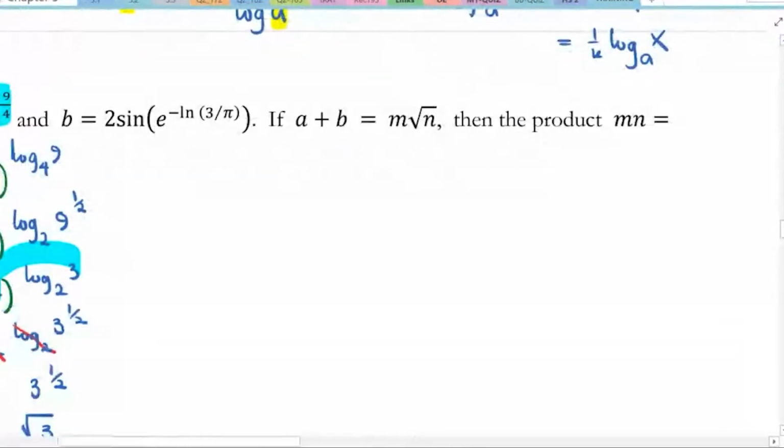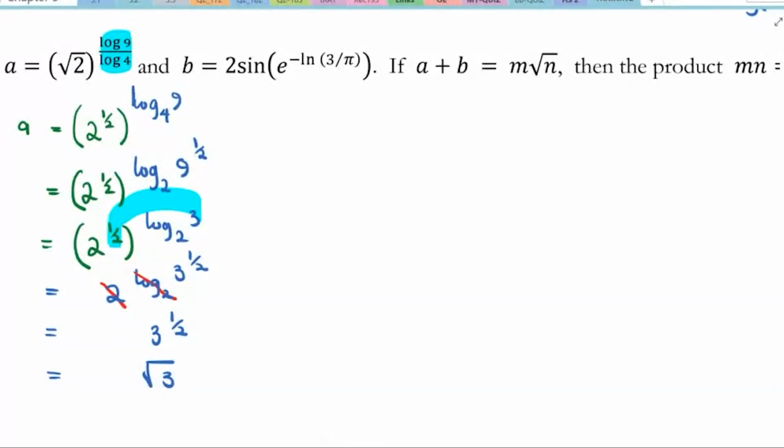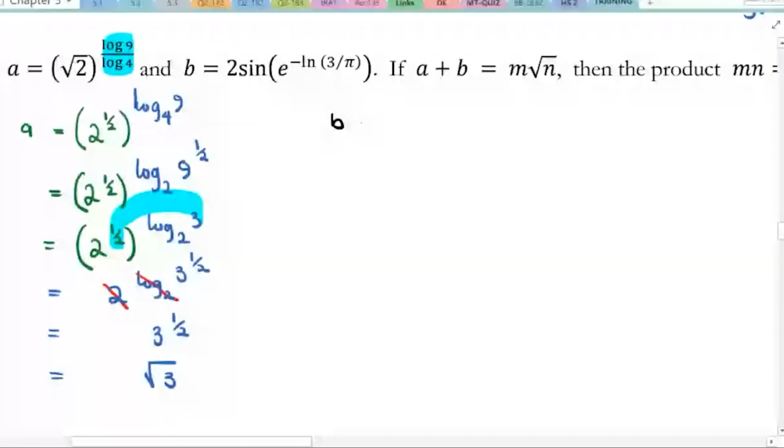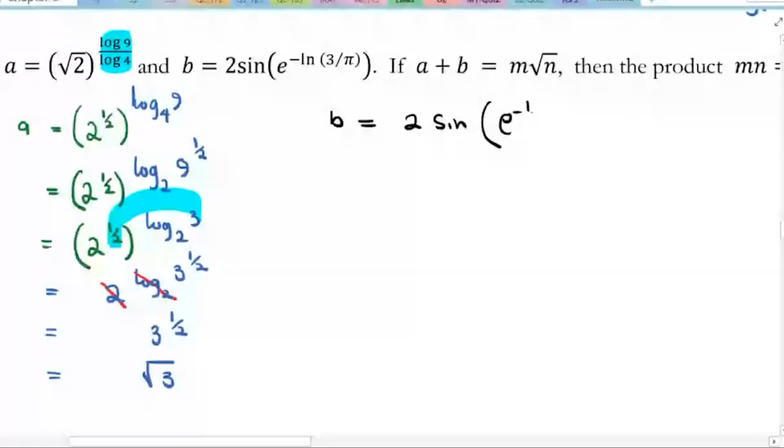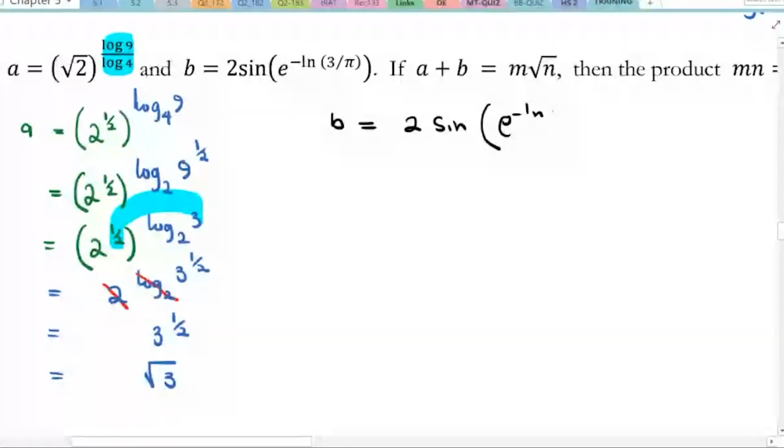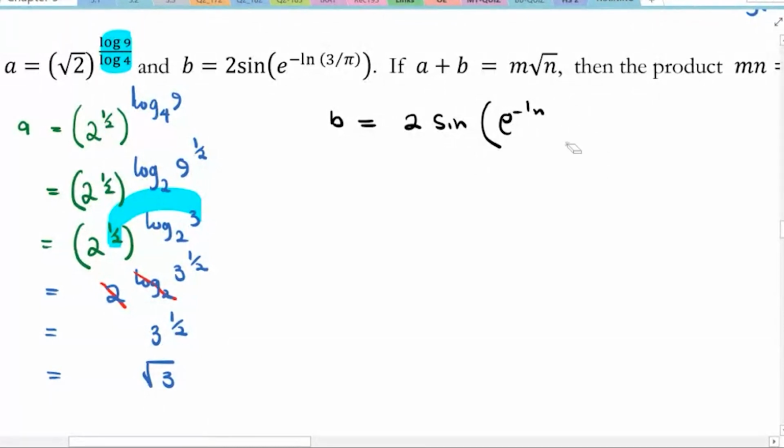So now, gentlemen, we have a. How about b? For b, we have 2 sine of e to the power of minus ln of 3 over 2 over pi. Now, I don't want the minus ln. Can I remove this minus by taking this to the power? Yes, we can do that. So we can put here ln of 3 over pi all to the power of minus 1. Let us close this. Now, to the power of minus 1 means we can take the reciprocal.